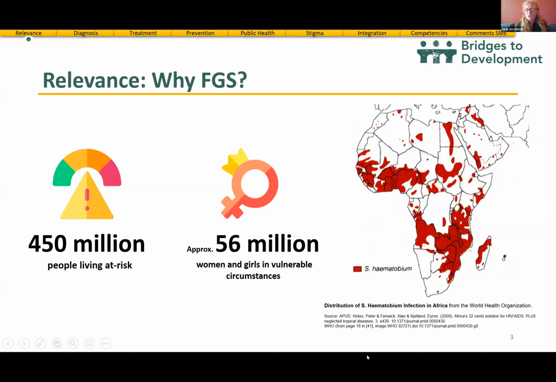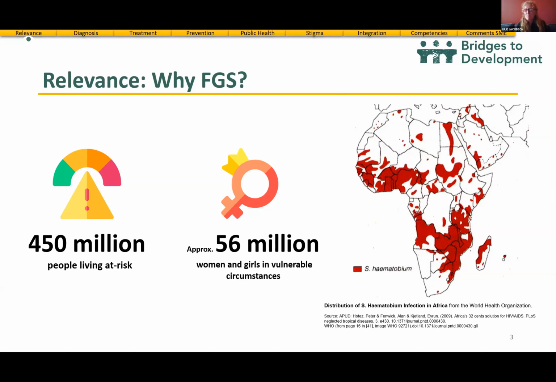Why FGS? Why female genital schistosomiasis? Well, schistosomiasis is a very widespread problem on the planet, affecting over 450 million people who live at risk of this infection. And within that group, there's this hidden type of manifestation of infection, which is female genital schistosomiasis, which goes unrecognized. Working with the World Health Organization, we believe about 56 million women are affected by this, caused by one specific type of schisto called Schistosoma haematobium.